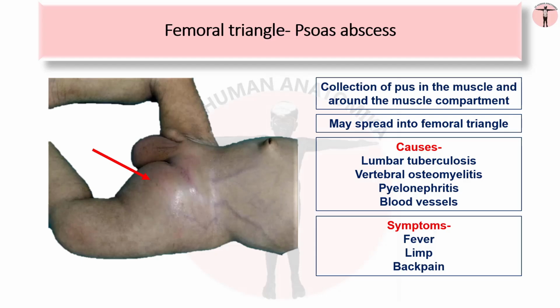The causes of psoas abscess may be lumbar tuberculosis, vertebral osteomyelitis, pyelonephritis, and spread through blood vessels supplying the muscle. Patients with Crohn's disease, diabetes, or immunocompromised states are at a higher risk of developing a psoas abscess. The symptoms of psoas abscess are fever, limp, and back pain.